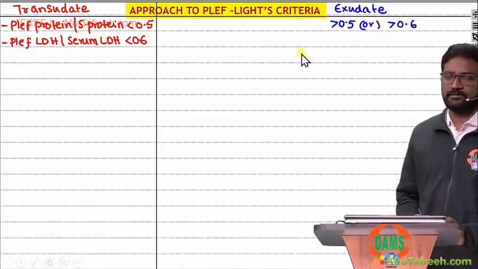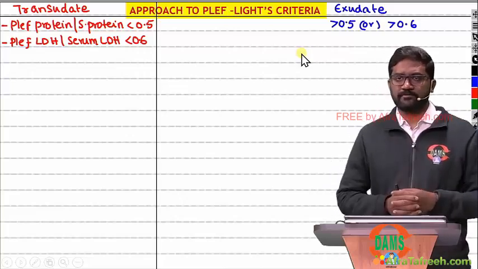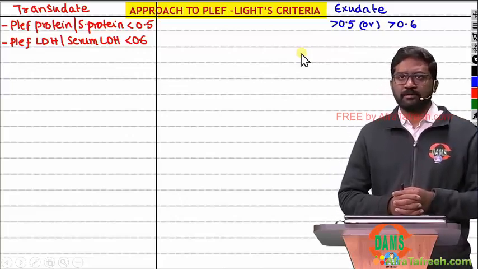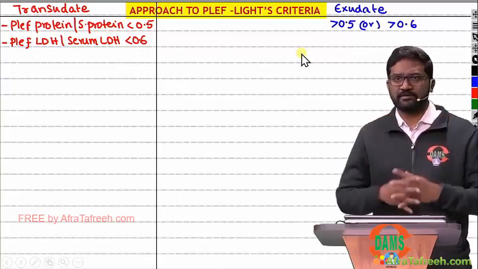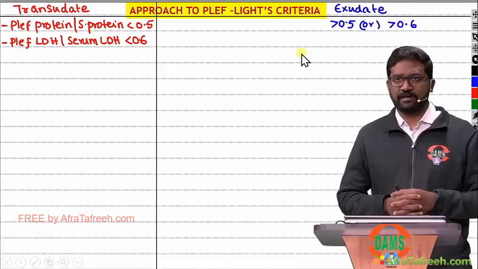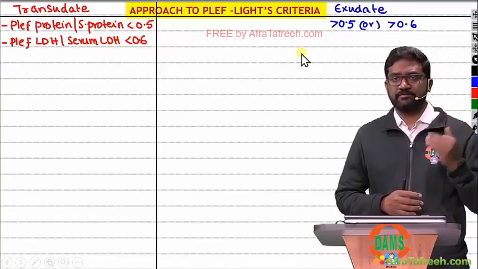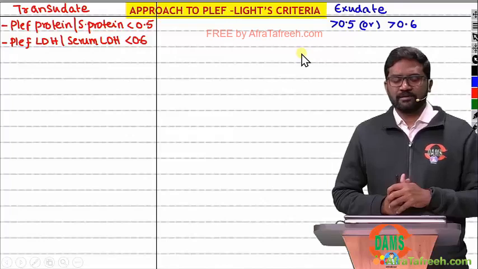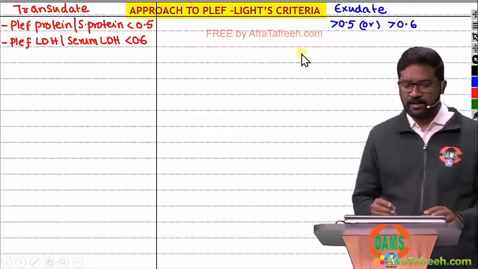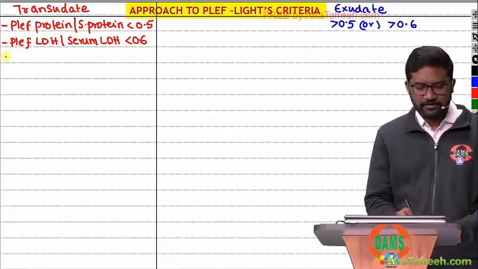So whenever there is exudative pleural effusion, it means there is some damage to the pleural membrane. So from the systemic circulation, proteins and LDH can leak into the pleural space, whereas transudative is generally due to a systemic cause. Generally it can be either due to increased hydrostatic pressure or reduced oncotic pressure. Now whenever it is transudate, life is very easy because the majority are related to systems.